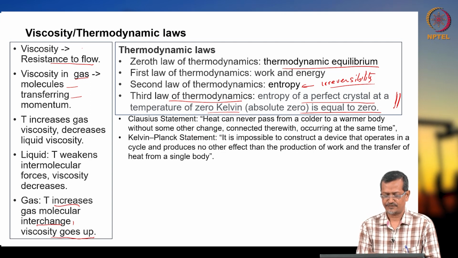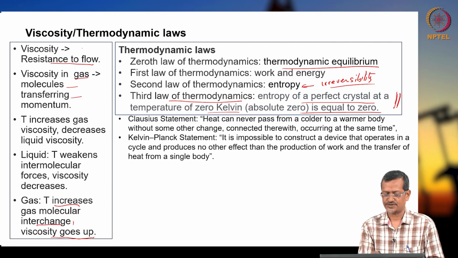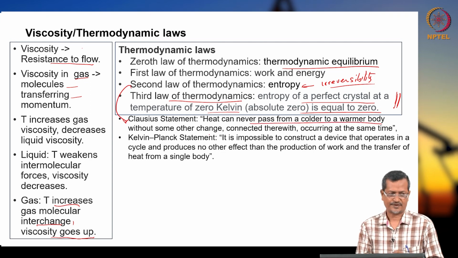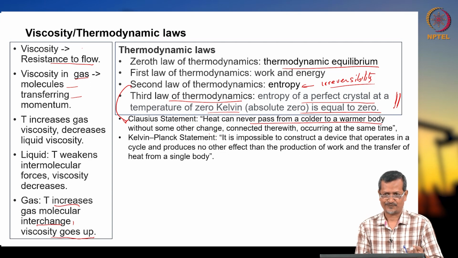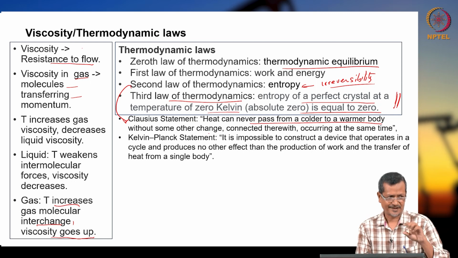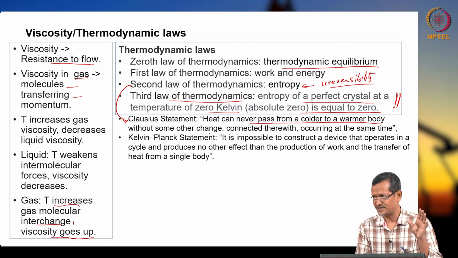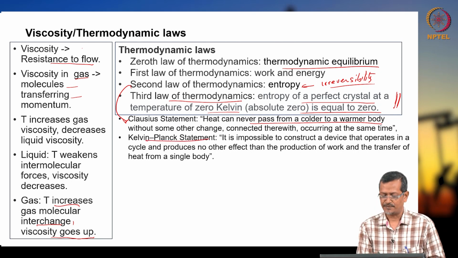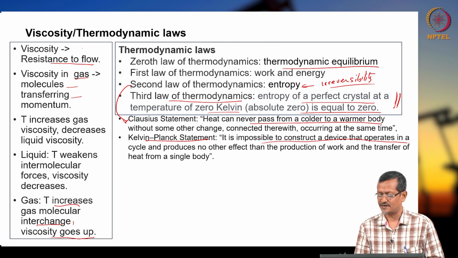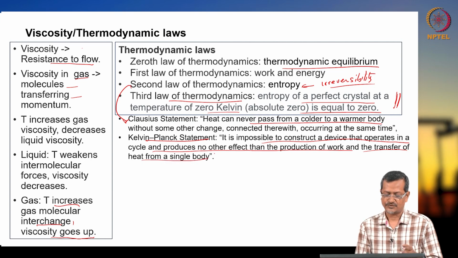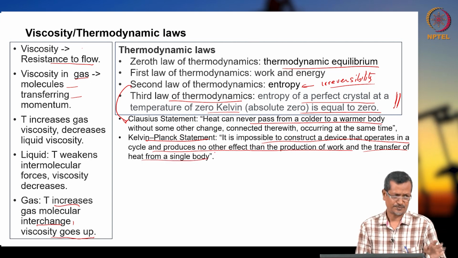There are two statements for the second law. The Clausius statement: heat can never pass from a colder to a warmer body without any work. That is why refrigerator systems exist; some mechanical energy must be given as input, then you can transfer heat from a lower temperature body to a higher temperature body. The Kelvin-Planck statement: it is impossible to construct a device that operates in a cycle and produces no other effect than the production of work and the transfer of heat from a single body. These statements amount to saying a perpetual motion machine is not possible.